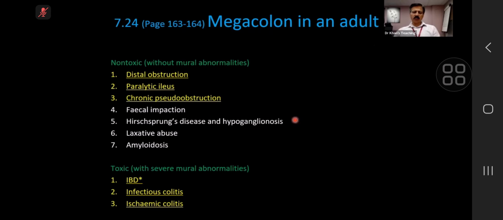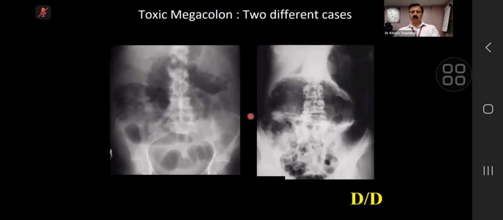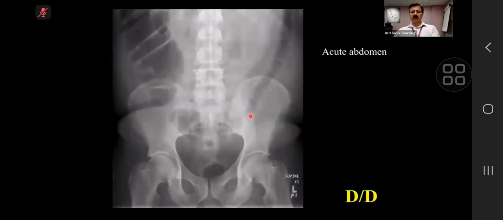Now, if you see here, megacolon in an adult, so non-toxic without mural abnormalities. Toxic is with severe mural abnormalities. And these cases have come in the rapid reporting many a time. For example, this is a classical rapid reporting case. It can come in the viva also. So you have to really develop your eyes on this. And loss of haustra is one of the key things which you have to remember.